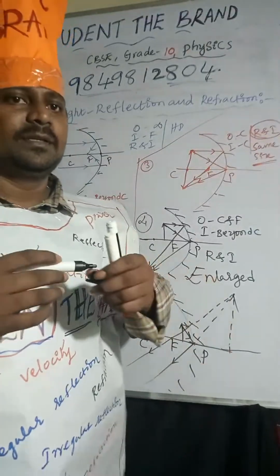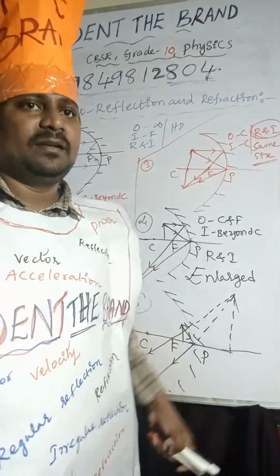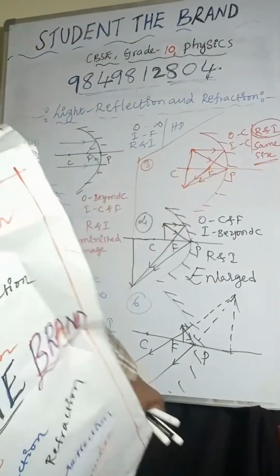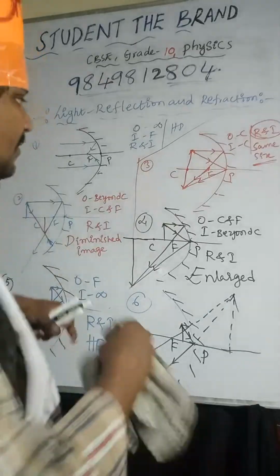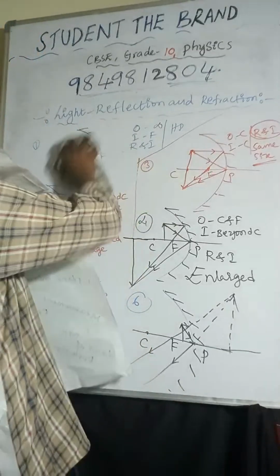Next one. So convex mirror we will discuss. Convex mirror is a diverging mirror.